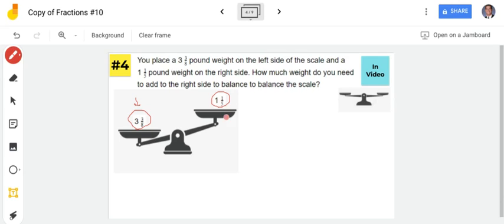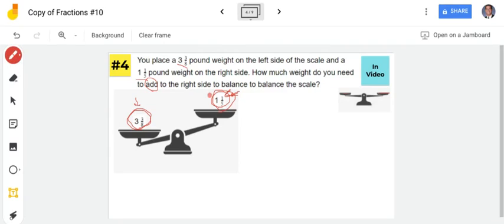So I want to figure out how much weight should I add to the right side so that the scale is balanced, so that it looks like this, so that the left side is the same weight as the right side. Now, I know that you see the word add in here, but you should not add 3 3/8 and 1 1/5, because if you add those together, that is not the amount of weight that you should add to this side to get the sides to be equal. What instead you should do is find the difference between 3 3/8 and 1 1/5. And when I say difference, you should think subtraction, right? Because the difference is the answer to a subtraction problem.